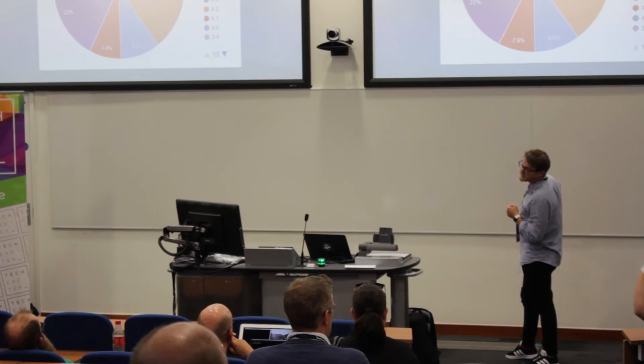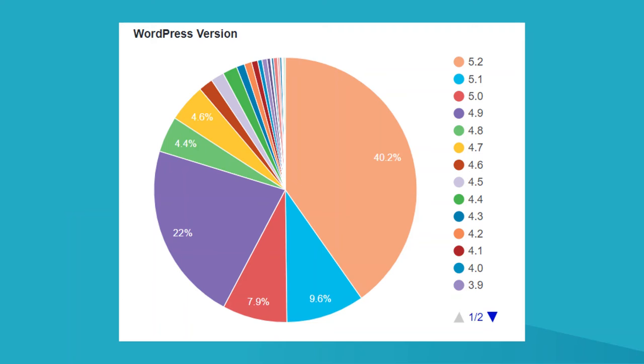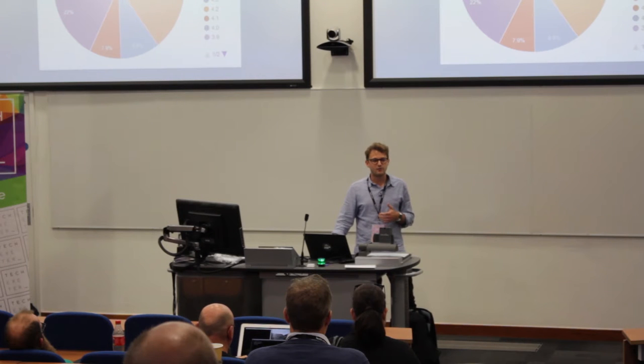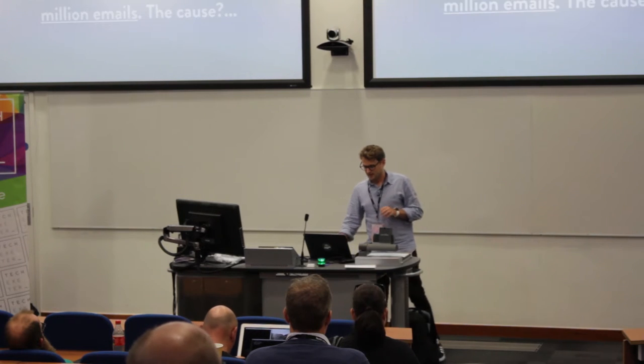These are the statistics I actually grabbed from last night. Only 40% of all WordPress sites are actually running the latest version. Only 40%. That's a massive chunk of vulnerability there. So really simple, keep WordPress up to date. And it isn't just about the core WordPress system.